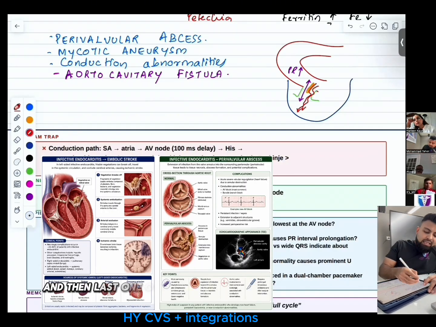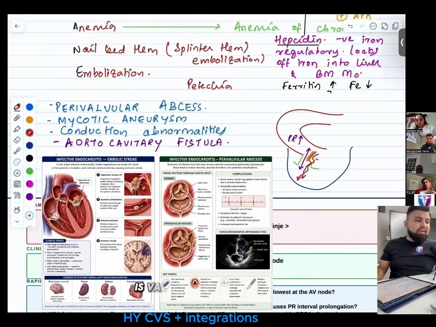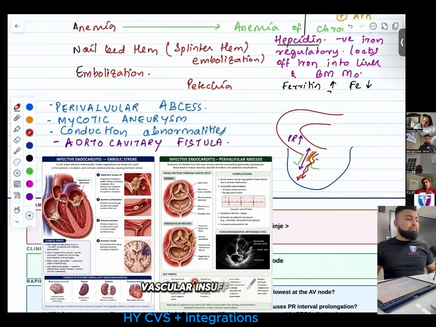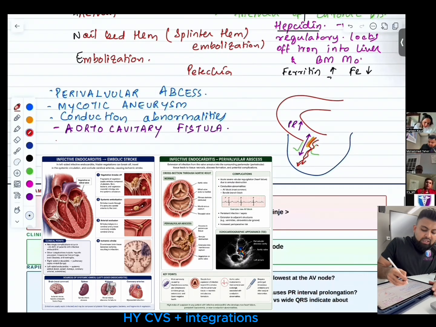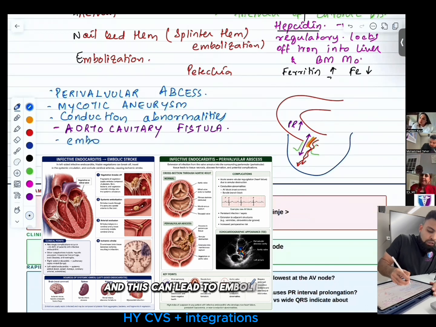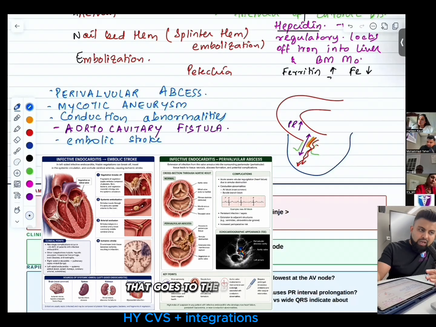And then last, one of the common questions we talk about is the cause of death in patients with infective endocarditis. Valvular insufficiency happens to be the most common cause. But another complication can lead to embolic stroke, right? It goes to the brain. Embolic stroke is basically showering of those vegetations into the systemic circulation that goes to the brain, and this can lead to abscess, right?